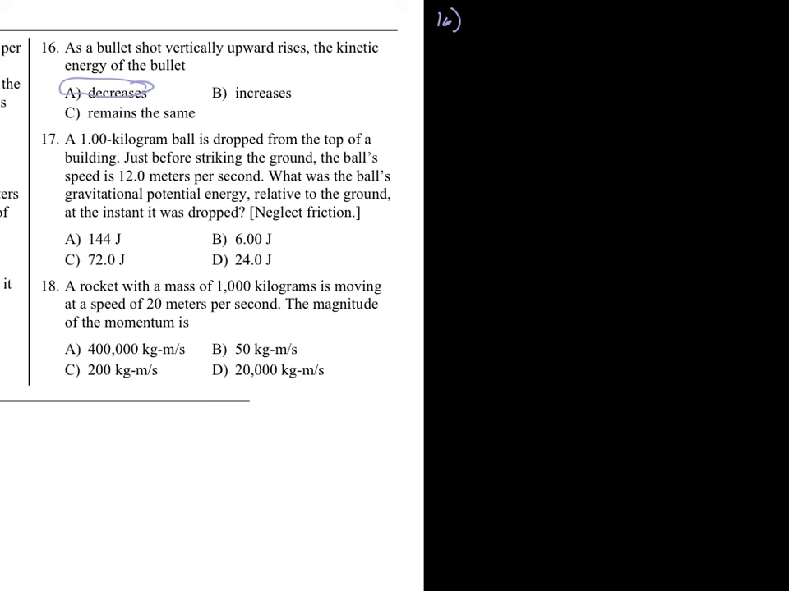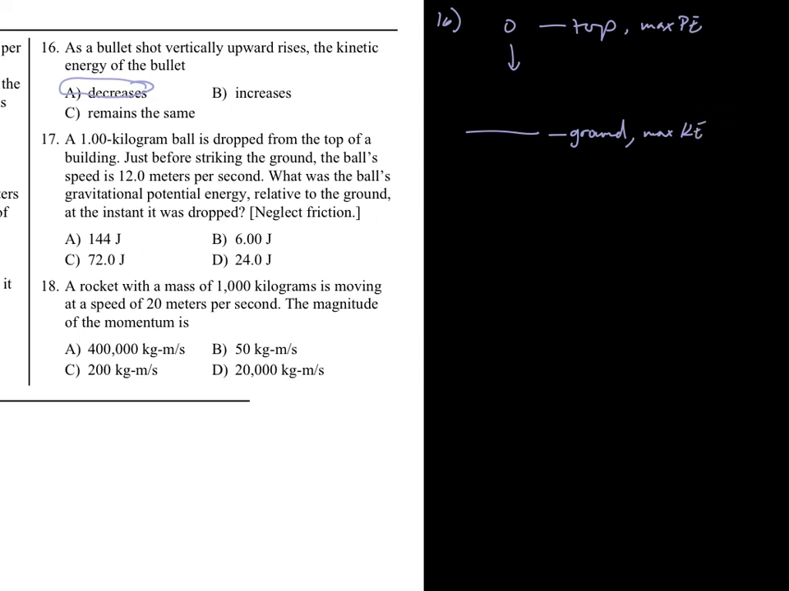Number 17. A 1 kilogram ball is dropped from the top of a building. Just before striking the ground, the ball's speed is 12 meters per second. What was the ball's gravitational potential energy at the instant it was dropped? So, ball dropped from the top, and at the top you have max potential energy. That's what we're figuring out. And this is at the ground, where you have the max kinetic energy and speed.